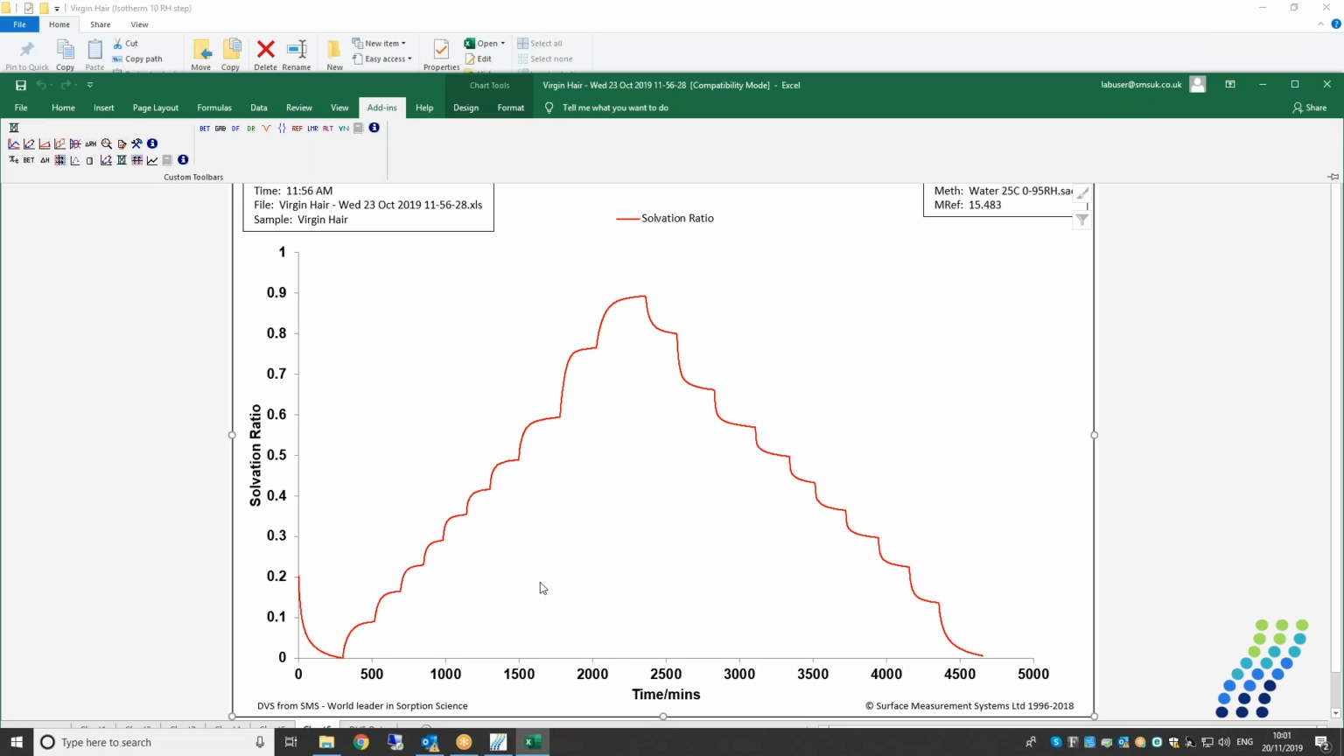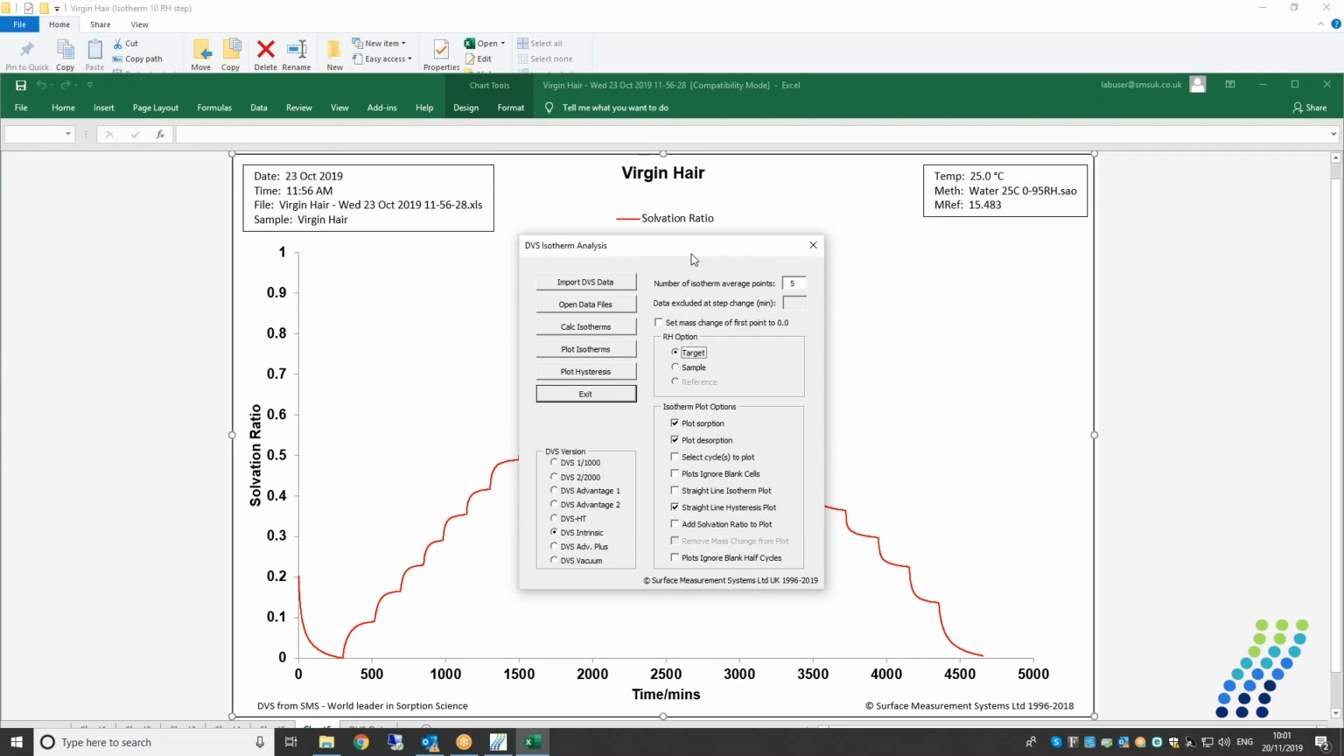The other option is to analyze isotherm data. So we go to add-ins and click the second macro, which is the DVS isotherm analysis. So here, like previously, we have two tabs, which is import data and open data file. And these other tabs go through how to plot the isotherm. Isotherm is calculated based on the sample's equilibrium uptake at each partial pressure step. So prior to calculation, we need to input a number for the isotherm average points. So here it's 5. We can go ahead and press calculate isotherm.